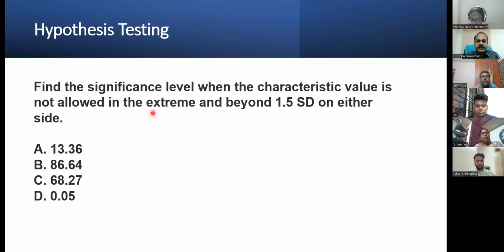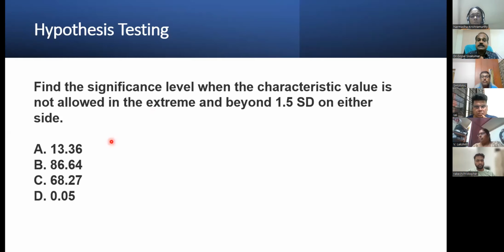Next question. Find the significance level when the characteristic value is not allowed to go beyond 1.5 standard deviation. How many of you are able to understand the question? Find the significance level when the characteristic can be anything. It can be diameter, processing time, turnaround time, current flow, or your signal strength, whatever.